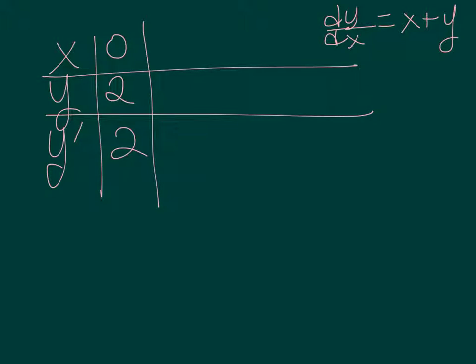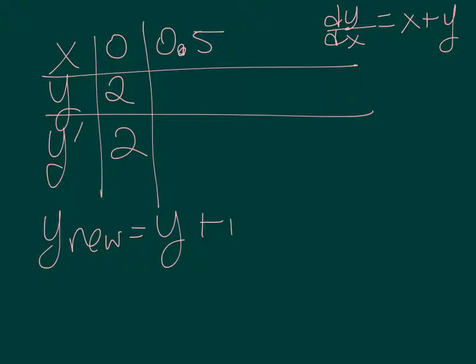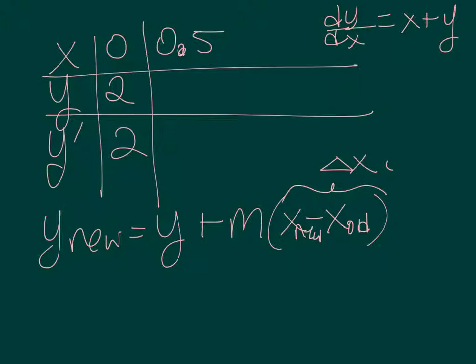If we take a little baby step and we go to a half, at that point the new y is equal to the old y plus the slope times x minus the old x. Right? The x new minus the x old. Or why don't we just call this delta x, or h? So the y new is equal to the y old plus m times delta x.